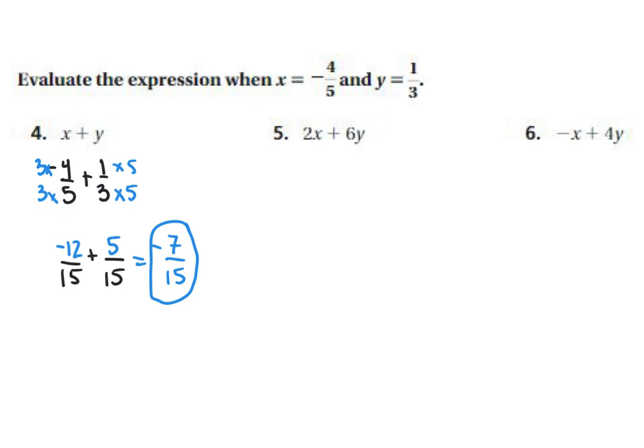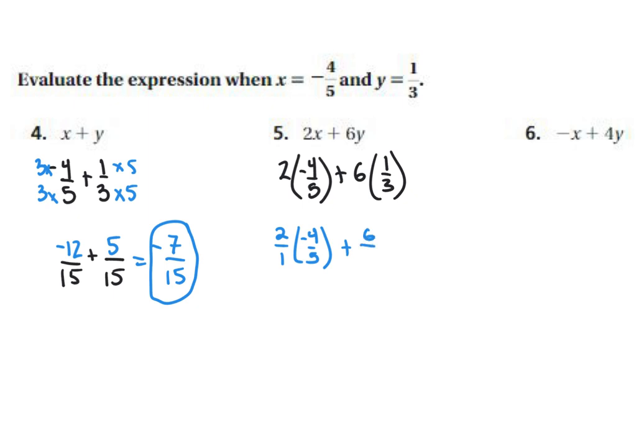For number 5, we'll rewrite this as 2 times negative 4/5 plus 6 times a third. For this problem, I think our best bet is to first acknowledge that 2 is really 2 over 1. So we're going to do 2 over 1 times negative 4/5 plus 6 over 1 times a third. And now we're going to look at each of these in isolation, the first multiplication problem and then this one.